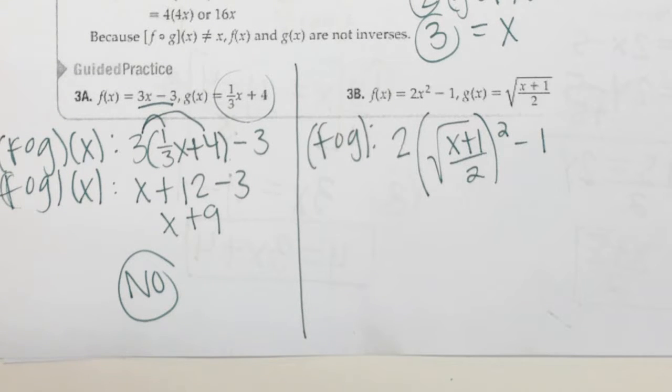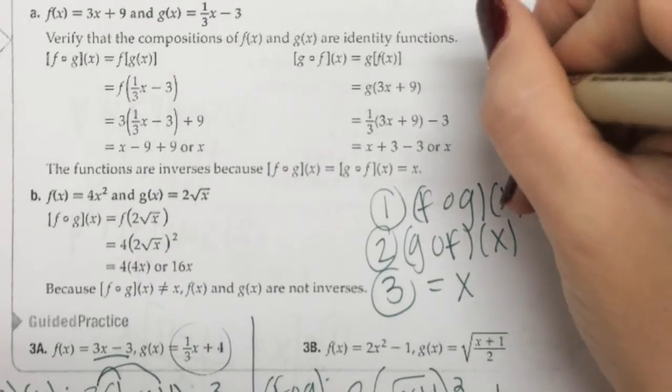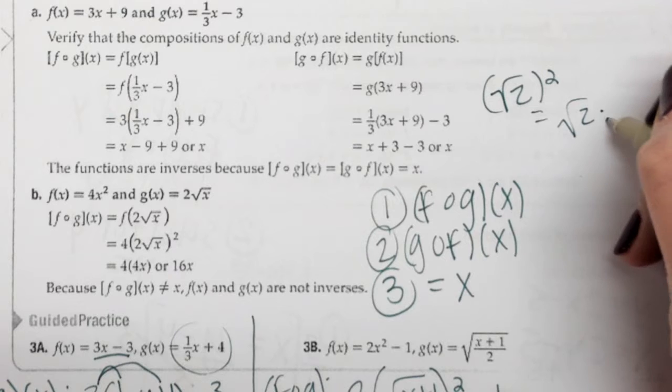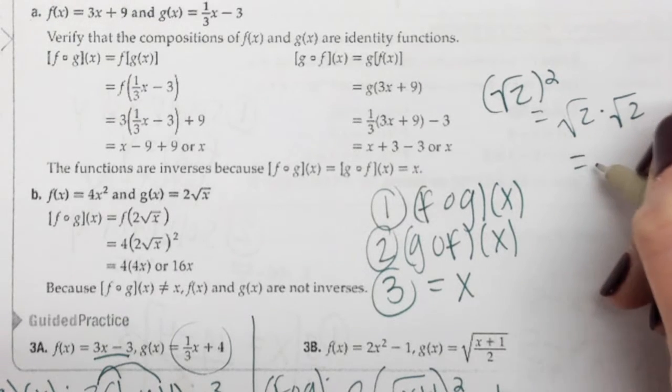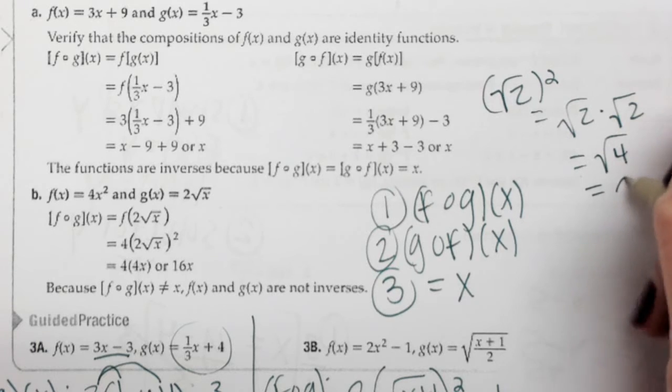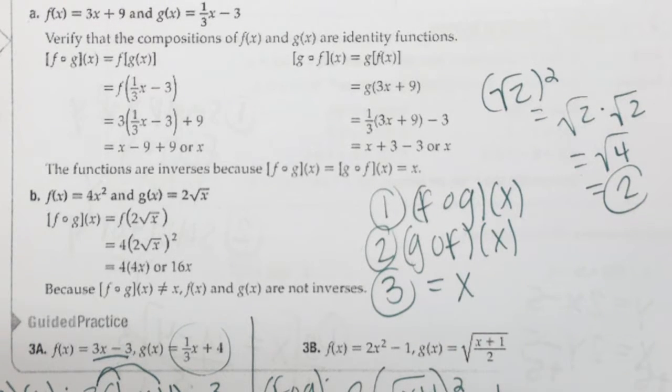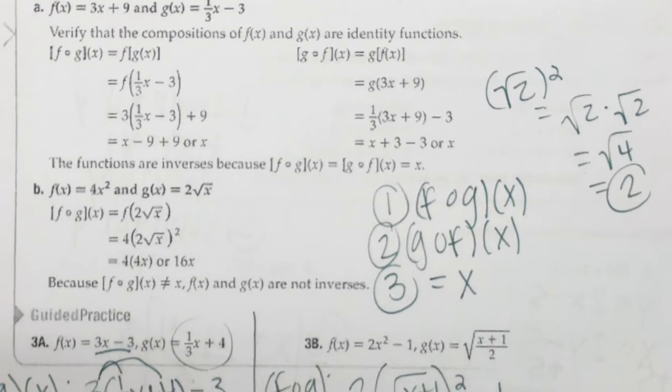What happens when we square something that's underneath the radical? What cancels out? The radical. Good. Does everybody remember that? Like, for example, square root of 2 squared is square root of 2 times square root of 2. And what's square root of 2 times square root of 2? Square root of 4, which is 2. So anytime you square something that's underneath the radical, they cancel each other out. Does everybody see that? They're opposites.